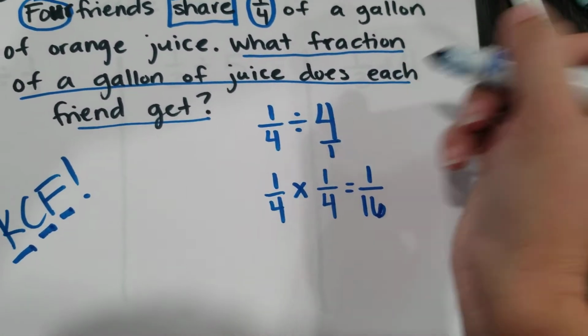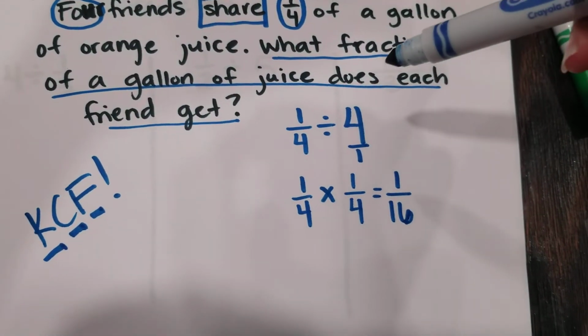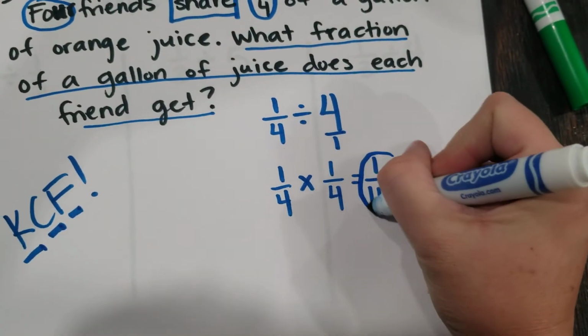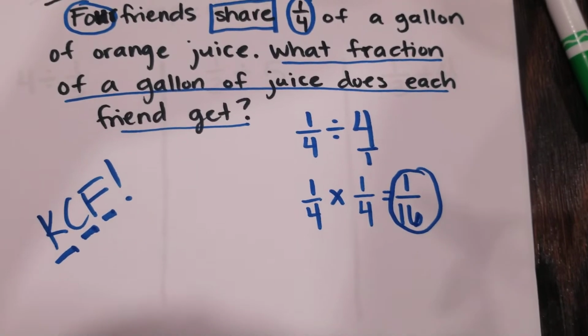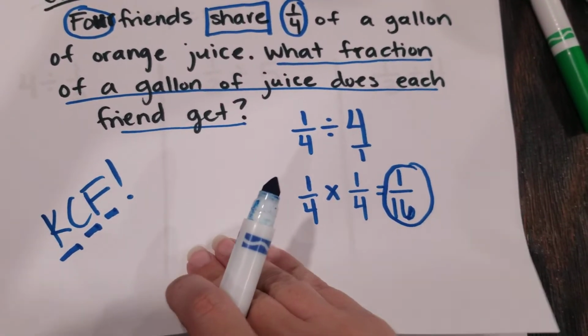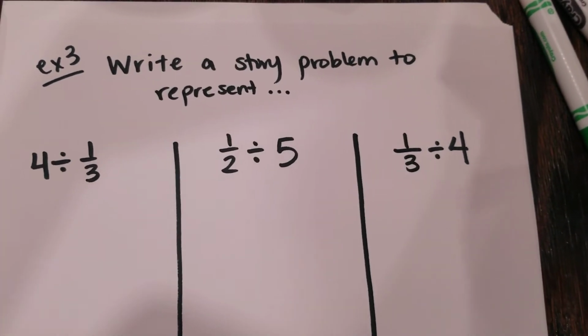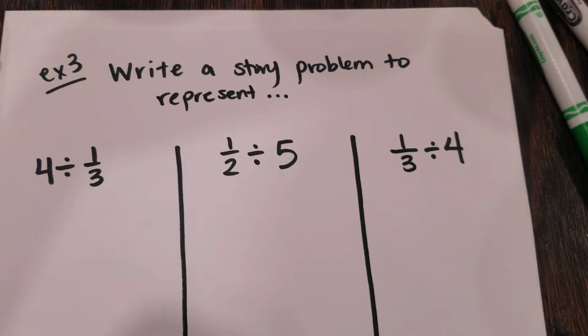Our answer to the question, what fraction of a gallon of juice does each friend get? Each friend will get 1/16 gallon of juice. Okay, so there's the other method that we learned. The last method to explore is writing our own story problems.